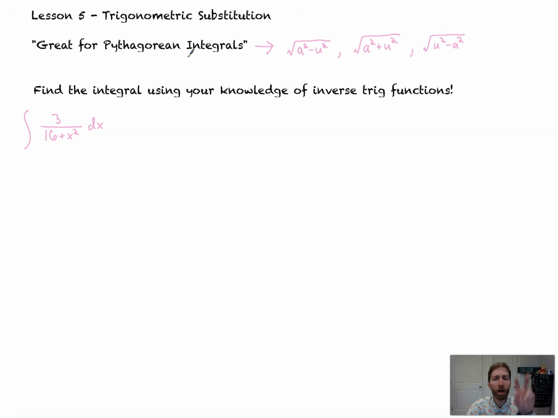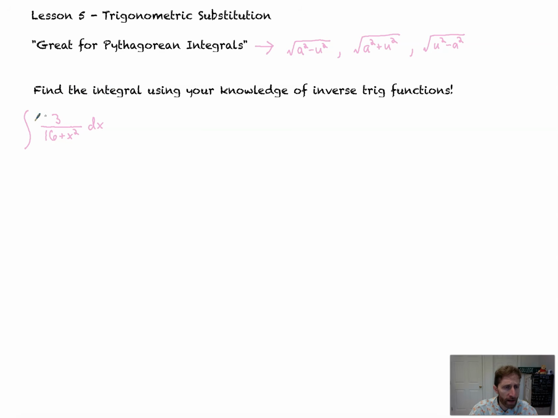It's great for what I call Pythagorean integrals, which means integrals that involve some form of a constant squared minus a function squared with x in it, a constant squared plus a function of x squared, and then a function of x squared minus a constant squared. And it can be in a square root or not. And so what we're going to see here is first, I'm going to go over a problem that you've actually seen before, and then I'm going to do it with trig substitution to get the same answer.